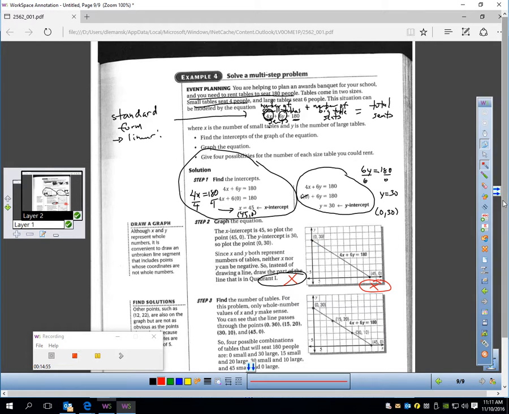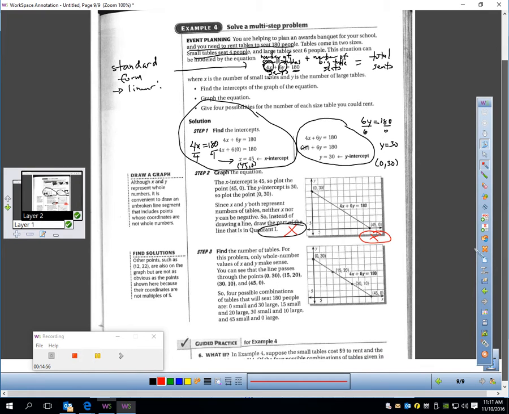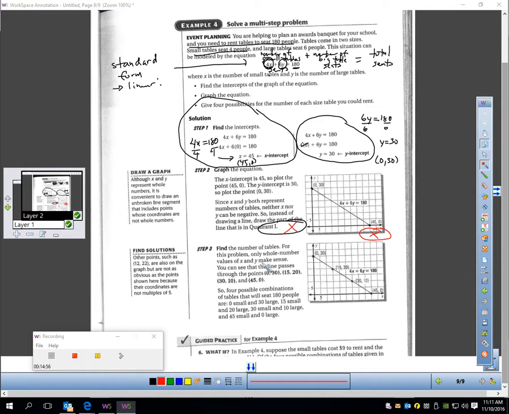And then we can look at that line carefully, and we can see there are certain setups we could have, like 0, 30. We could have 0 small tables and 30 large. Or we could have 15 small, 20 large. Can you see how this graph is crossing 15 right, 20 up? Or we could have 30 small, 10 large. Or we could have 45 small and no large. So there would be some combinations of tables we could have.